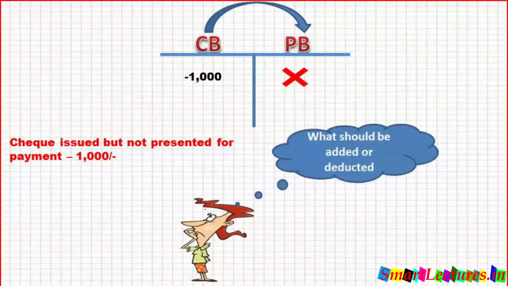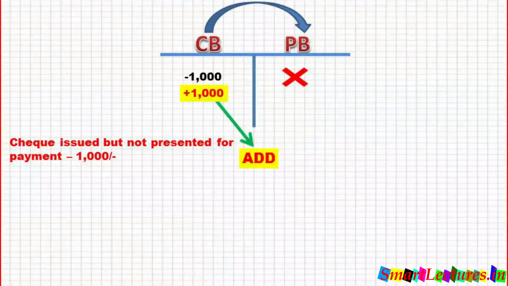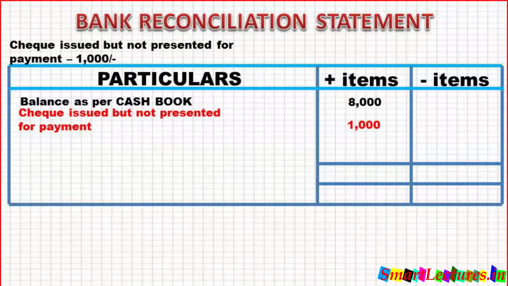So what should be added or deducted in the cash book so that it becomes 0? Naturally, we have to add 1000 in the cash book so that the total on both sides is 0. So we have added 1000 from our side. This is our answer, plus 1000. So in our bank reconciliation statement, we will write down check issued but not presented for payment 1000 on the plus side.